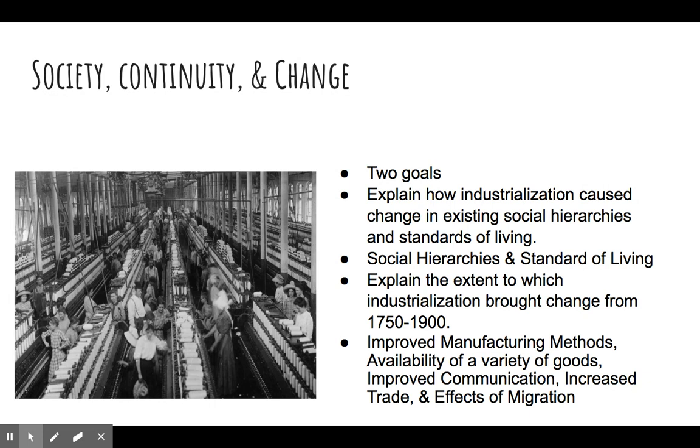Some of the changes were improved manufacturing methods, the availability of a variety of goods, which came about through the consumer economy, improved communication, and increased trade, and effects of migration. Again, we talked about migration from the rural areas into the urban areas because of the industrial opportunity brought about by new jobs, and the migration from Europe to the Americas as the Americas began to be seen as an area of opportunity given their expansive industrialization.